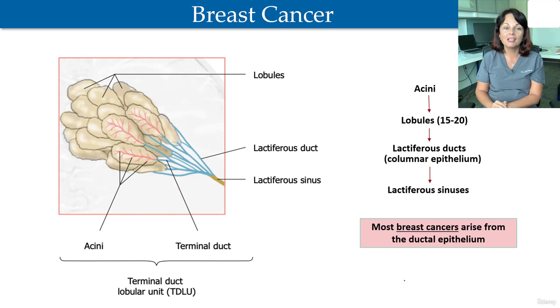The milk-secreting acini form 15 to 20 lobules. The lobules open into the lactiferous ducts, and the lactiferous ducts are drained by the lactiferous sinuses, located just under the skin in the area of the areola, approaching an opening through the nipple. The majority of breast cancers begin within the terminal ducts, lined with the columnar epithelium, right here.